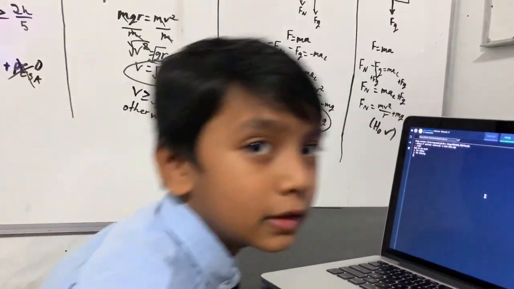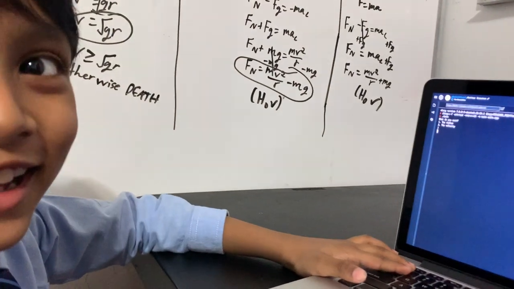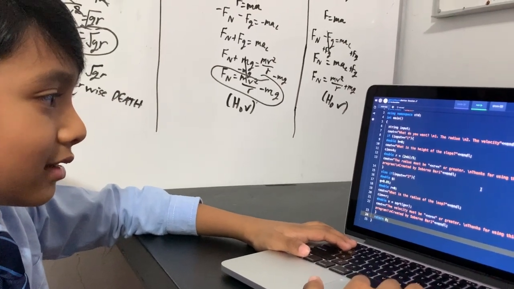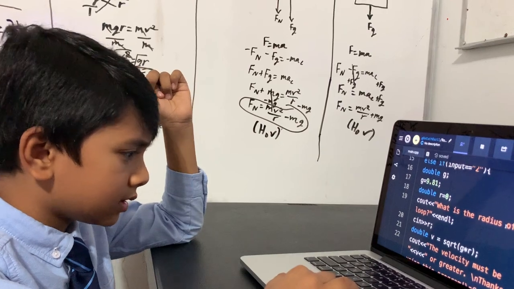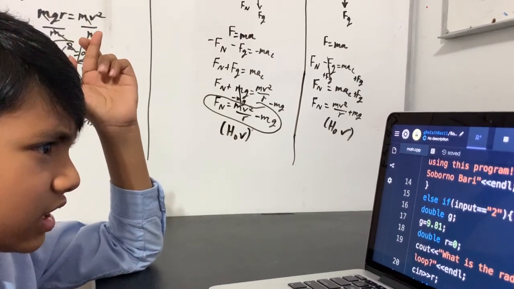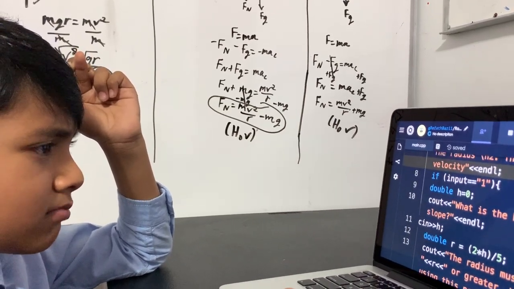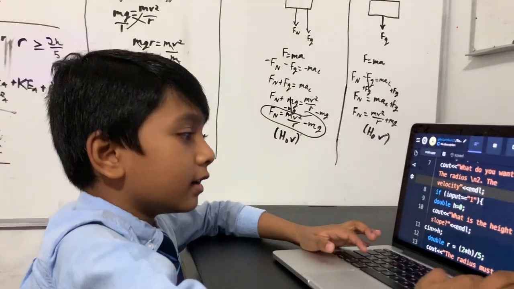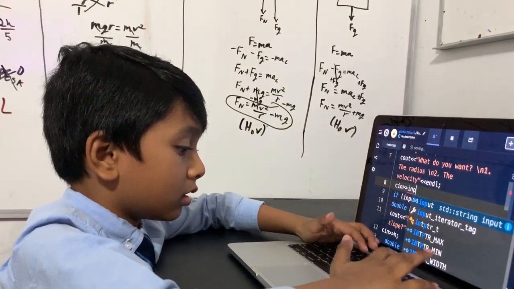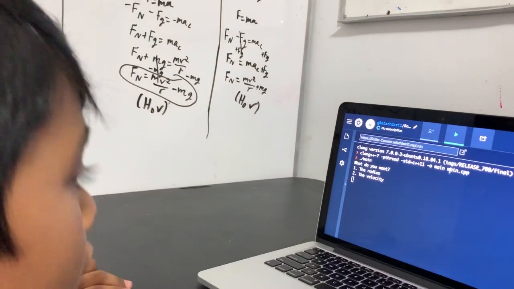What do I want, the radius or the velocity? Let's see the radius. What the? Well, let's go see what went wrong. Stay calm. I didn't ask the computer to remember the input. Ooh. Well, that's what caused all the things to go wrong.